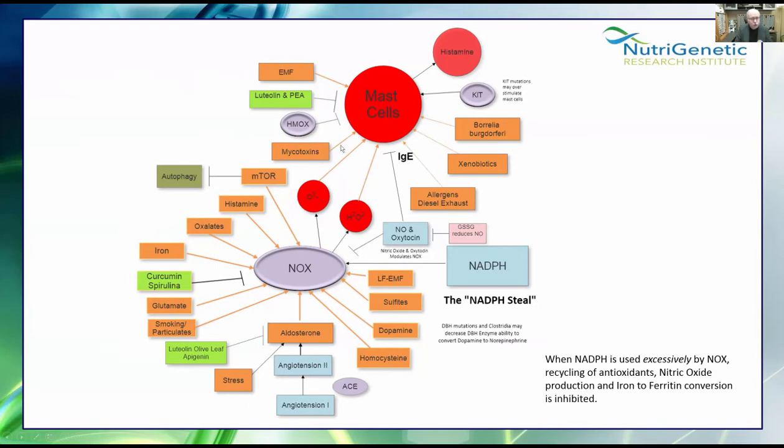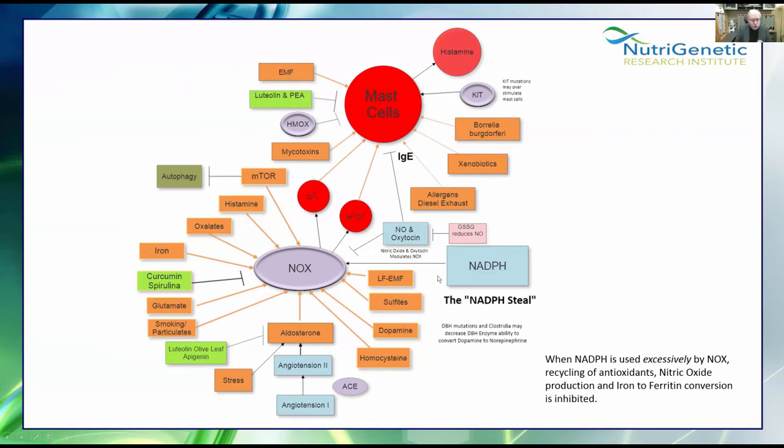Mycotoxins. Oh my goodness. I think this is becoming a serious, serious problem. Our fall conference in September is going to be 3 days on mycotoxins. Again, EMF, allergens, diesel exhaust, xenobiotics, some of the Lyme pathogens will all stimulate the mast cells. And that's why in Lyme disease, when someone has the Lyme and the mycotoxins, it's a double whammy. Then those mast cells make histamine.